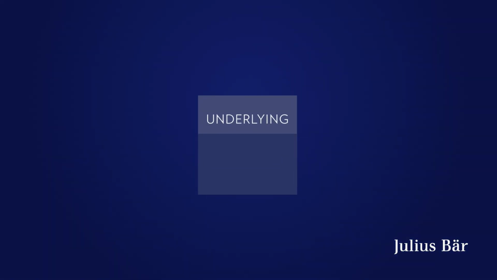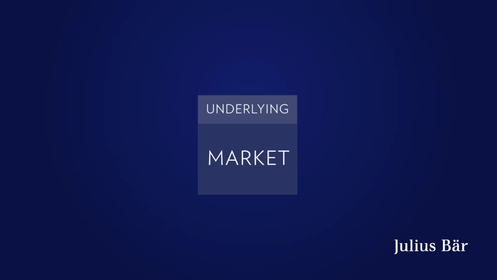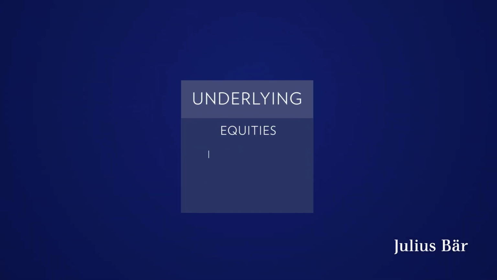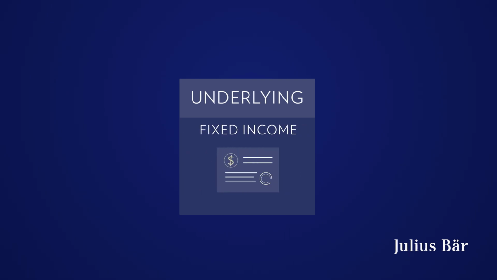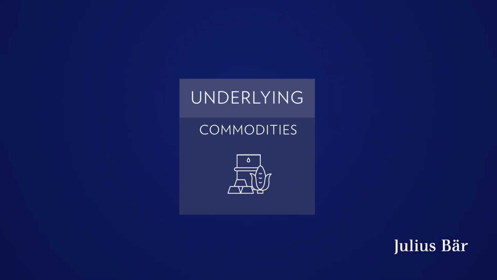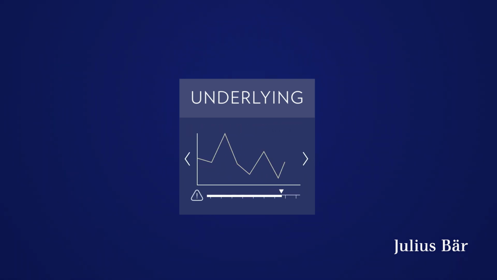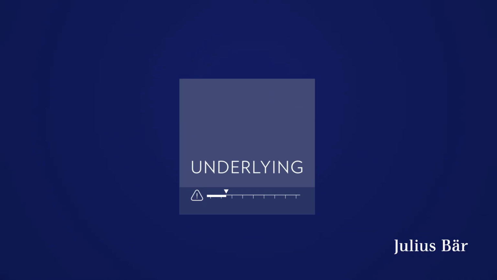The first block is the underlying, or simply the market or asset the structure is built on. For example, equities, fixed income, currencies, or commodities. It sets the theme, the market behavior being referenced, and the broad direction of the idea. This is the starting point for any structured product.